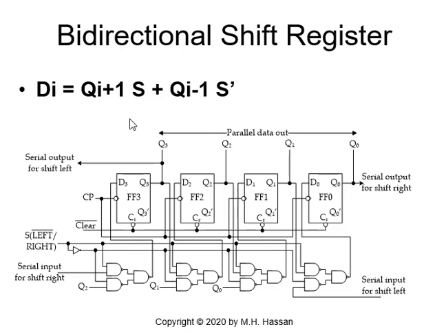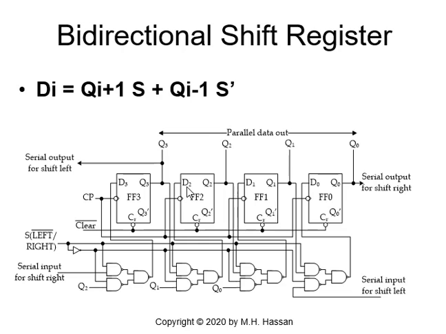the right to the left or the left to the right by a simple equation. So if S is 0, I will shift the data to the left. If S is 1, I will shift the data to the right. This is how it will work.